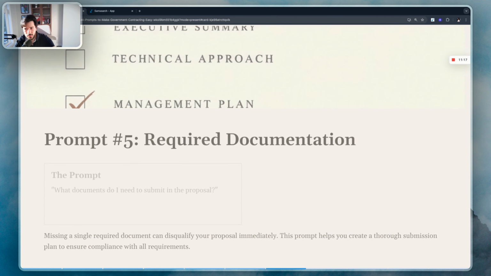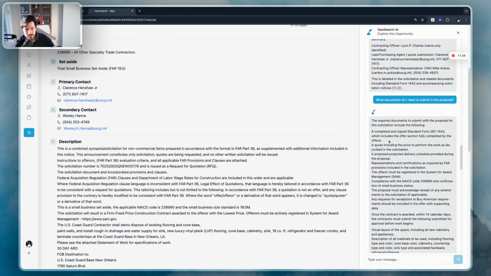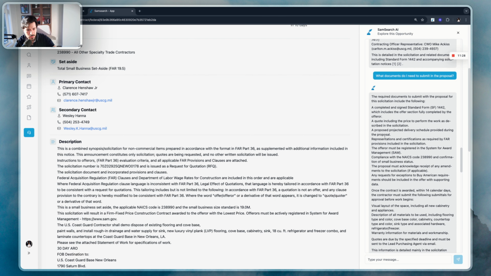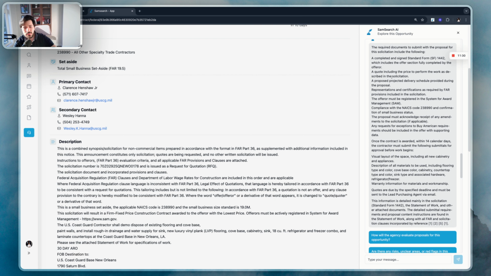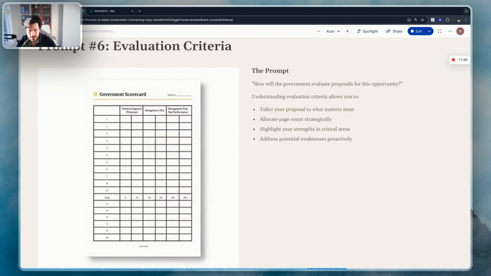Now we want to go to the fifth prompt, which is: what are the required documentation? What documents do I need to submit in the proposal? In this case, I asked, and then it gave me details. I'm not going to bore you with the details, but I got exact details on what I need to include in my bid.